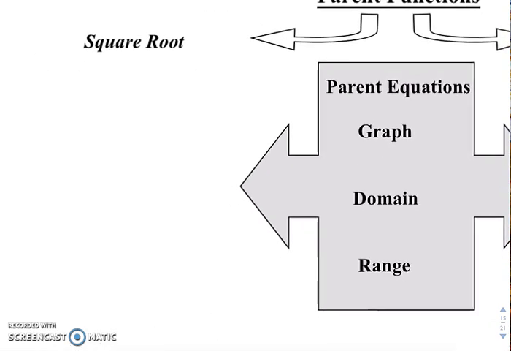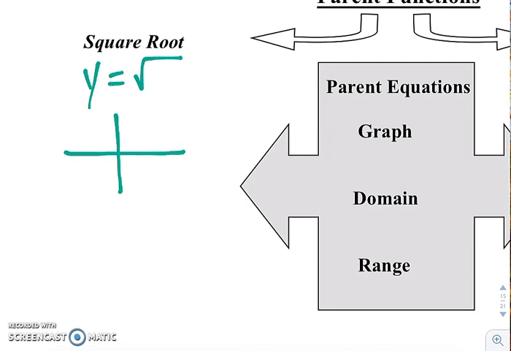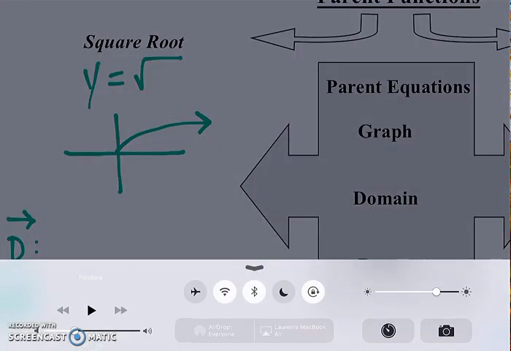So if we look at the square root, and remember your square root is that index of 2 that we don't write. When you graph it, before anything is added or subtracted or multiplied to move it or manipulate it, it starts from that origin and sort of arcs out. So when it's starting at that origin, the domain and range for your square root function, remember, domain is left to right and range is bottom to top.